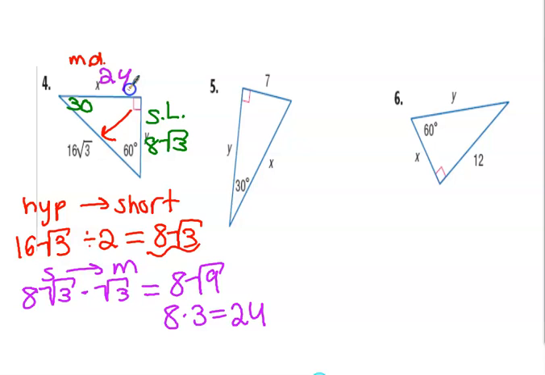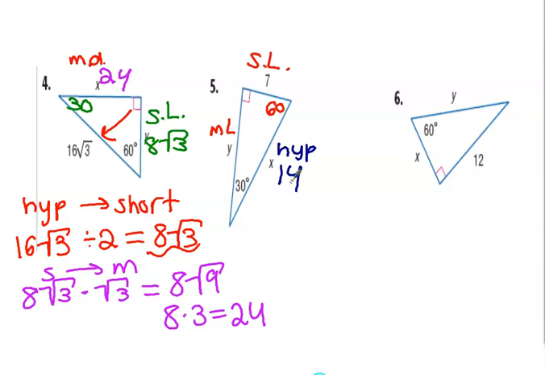All right, the next one. Across from the 30 is the 7, so that's my short leg. This is 60, so the one across the way is my middle leg. And the one across from the 90 is always my hypotenuse. If my short leg is 7, I'm doubling it to find the hypotenuse, which is 14.